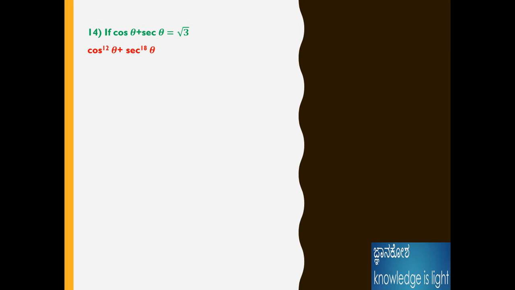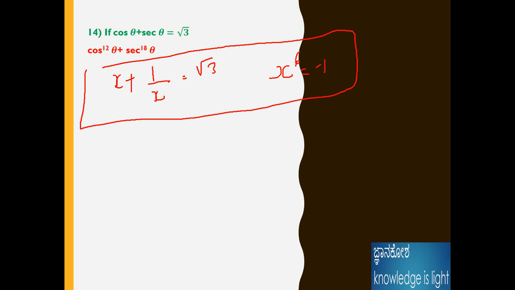Okay, this is the problem. Cos theta. This is also a simple one. Already I told, this is the one logic, the component dividend method. I solved the problem: x plus 1 by x is equal to root 3. Therefore, x to the power of 6 is converted to minus 1. This is the logic behind the component dividend method in the algebra topic. Please see the video. Definitely you could understand. Directly I am using the logic.